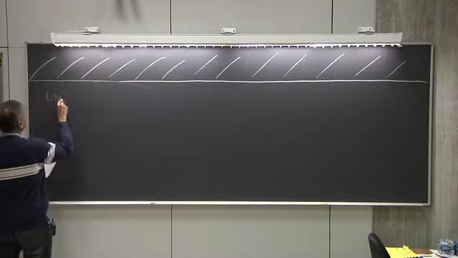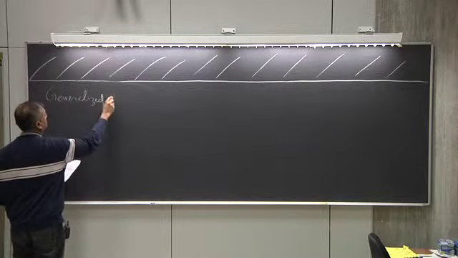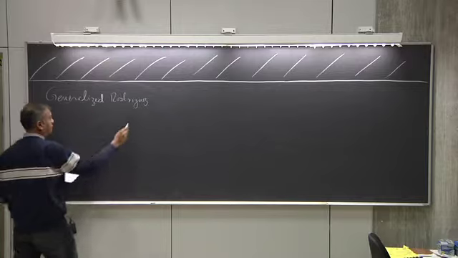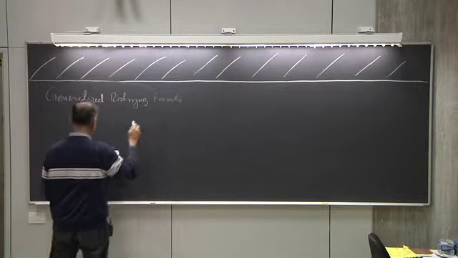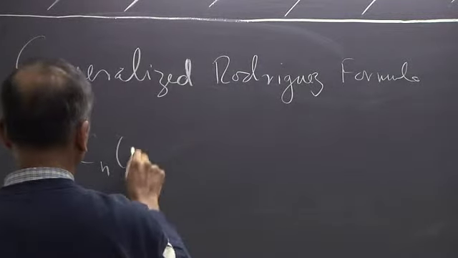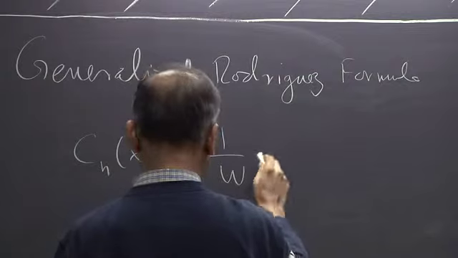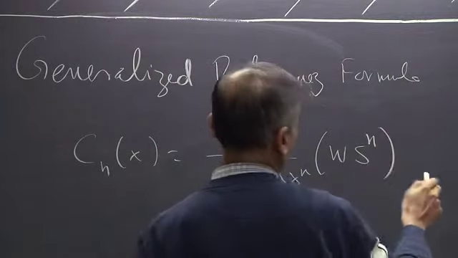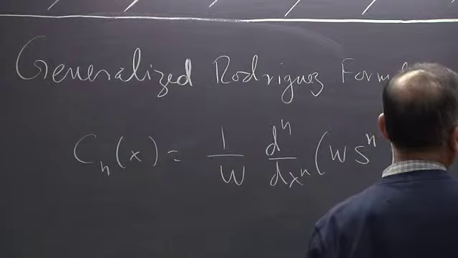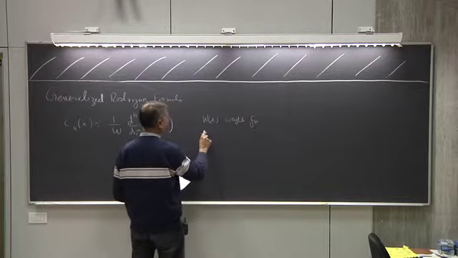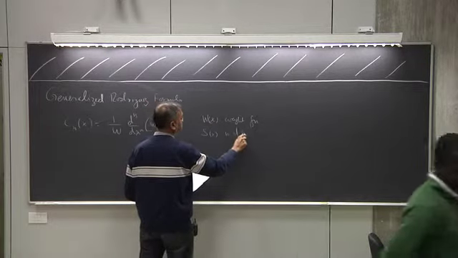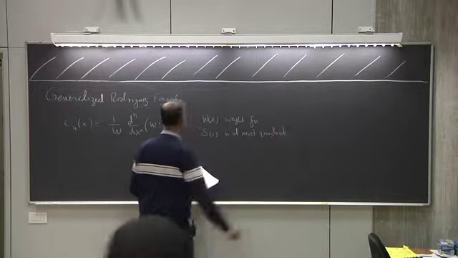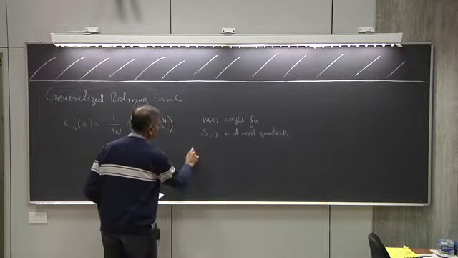So, the formula. You had this nth degree polynomial, defined like this, where w of x is a weight function and s of x is at most quadratic, and x belongs to some interval a to b.